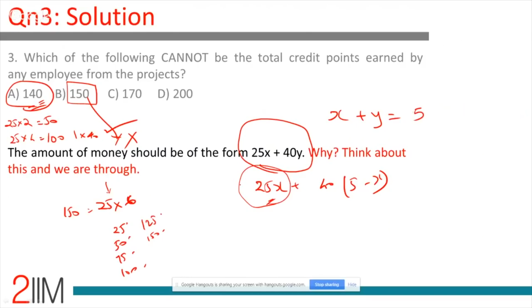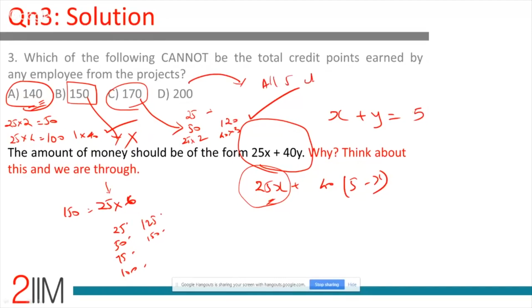The number of 25s could be 0, 1, 2, 3, 4, or 5. The remaining will never have a 40 in it. It will not be a multiple of 40. Just for completion, let's do this as well. It's 170. So 25 and remaining, not possible. 50 and 120. 25 into 2, 40 into 3. That's a winner. We've got that. This is possible. 2 regular and 3 challenging projects, you will get 170 credit for. This is very easily possible.